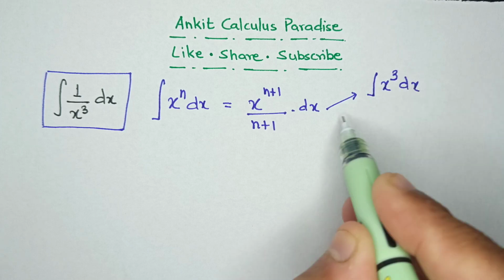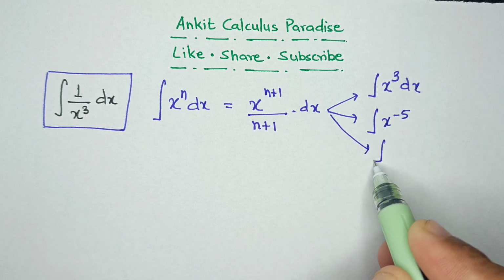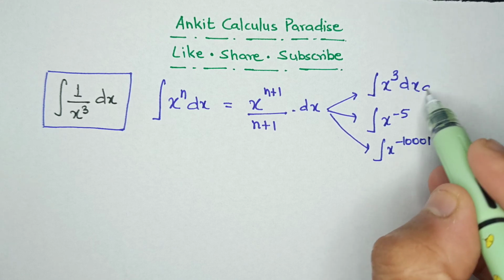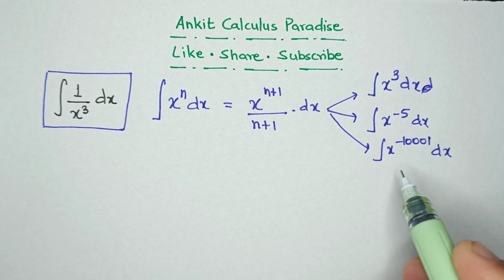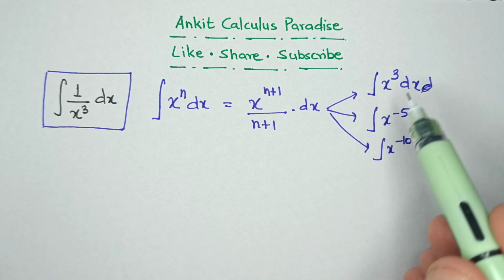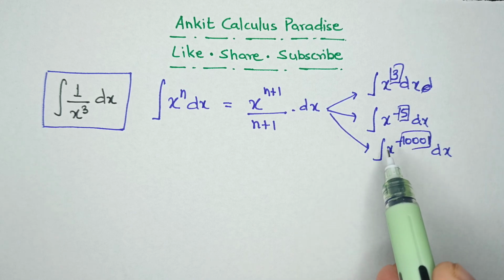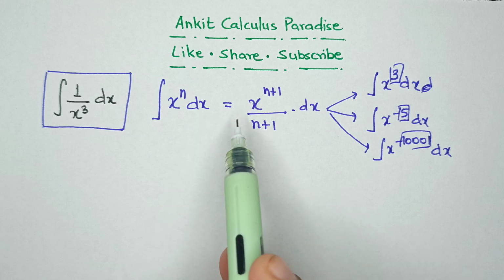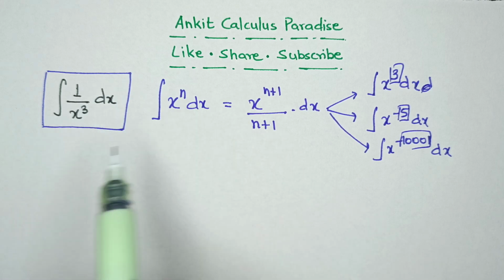So for example, x raised to the power 3, or x raised to the power minus 5, or x raised to the power minus 1000, 10,001 dx. So in all these questions, the first thing that we notice is that the value of the power of x is different for every question. So all that we have to do is just substitute the value of n and we'll get the answer. But before that, we need to convert this question into this kind of a format.